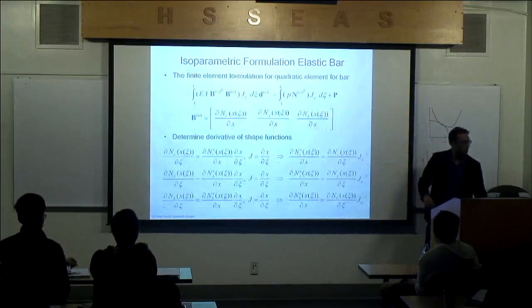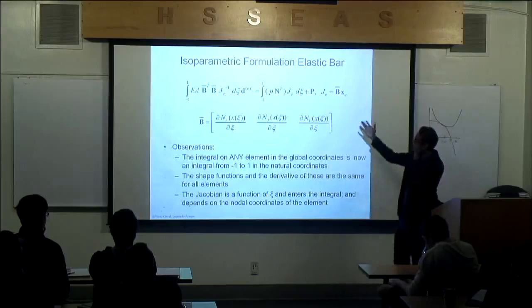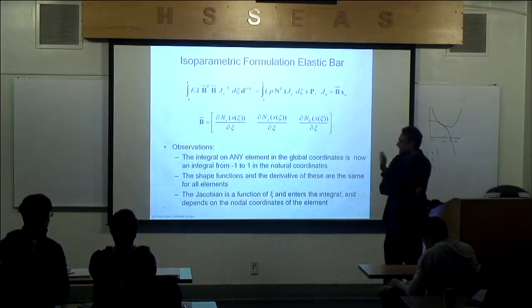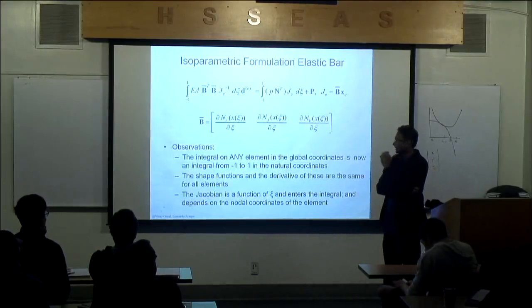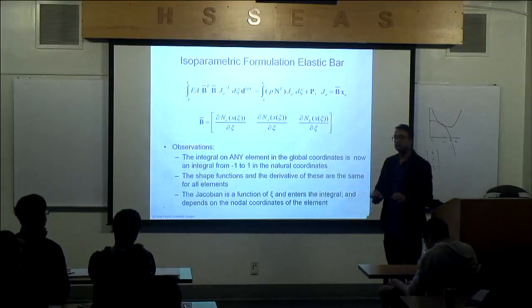Okay, so let's apply this. One more thing. Observations. So this is what I got. The observations are, the integral of any element goes from -1 to 1. The shape functions and the derivatives are the same for every single element. The Jacobian is the only thing that's going to depend on the coordinates. Okay, so let's apply this.